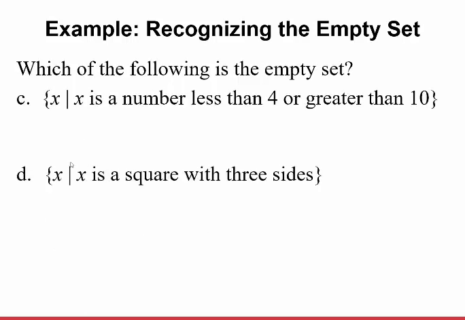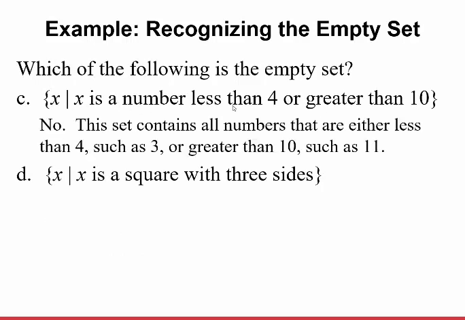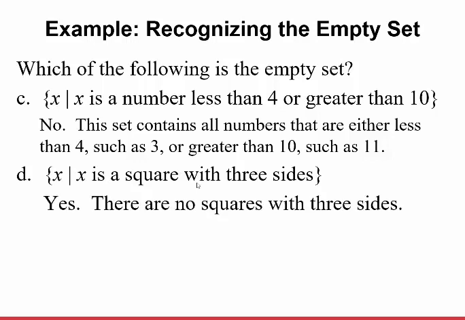All right, which of the following here? X such that X is a number less than 4 or greater than 10. No, this set contains all numbers that are either less than 4 or greater than 10. So it could contain the numbers 3 or 11. There's actually an infinite number of things that this could be. So you have to be careful logically. In the prior example, it was "and", but here it's "or". And X such that X is a square with 3 sides. Yes, this is an empty set, absolutely, because there are no squares with 3 sides. So you can see the subtle difference.